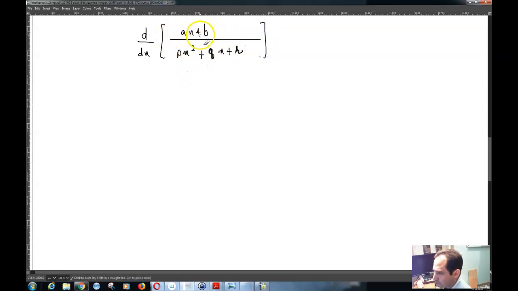Now, if you want to calculate, for example, d by dx of ax plus b over px squared plus qx plus r, you can use the quotient rule. The quotient rule is u divided by v whole prime is equal to u prime times v minus u v prime over v squared.